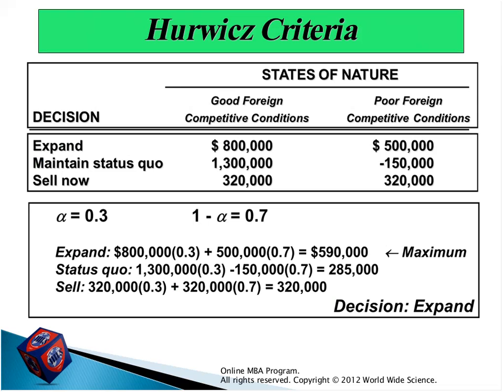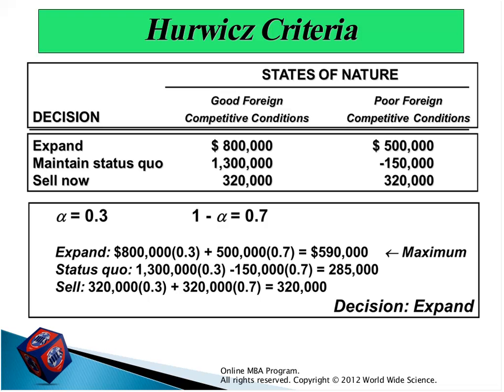Hurwicz criteria. It was very easy. I told you, based on experience, operation managers give a coefficient of optimism to each of the states of nature. For example, in this example, operation managers give 30%, or 0.3, to good funding competitive conditions. For poor funding competitive conditions, take 0.7 because the sum of them should be 1. It's a rule for Hurwicz's criteria.